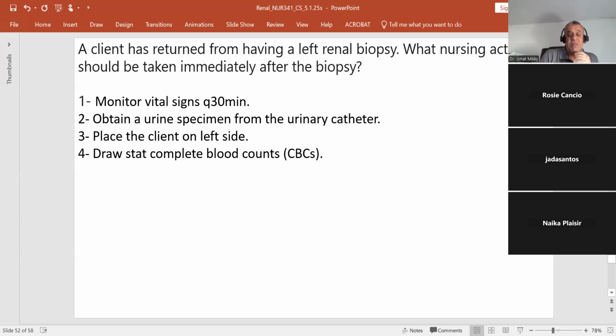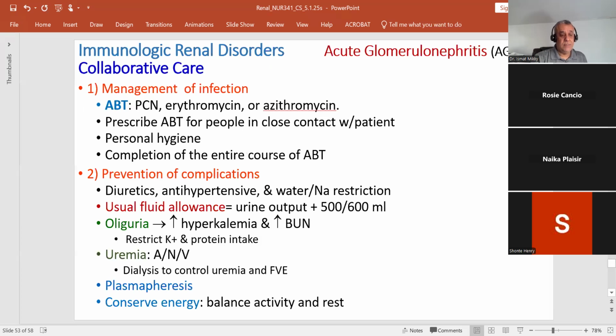What about the liver biopsy? Post liver biopsy, the patient should be placed on one side only because we have only one liver, right? So the patient should be placed where? Post liver biopsy. On the right side, yes.